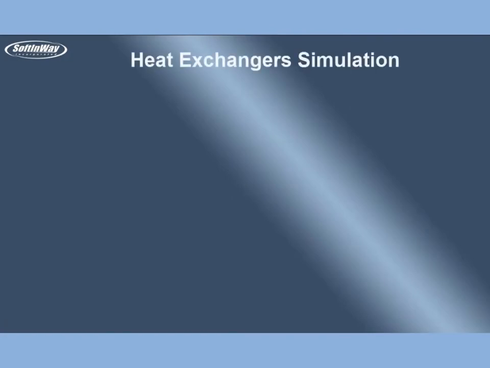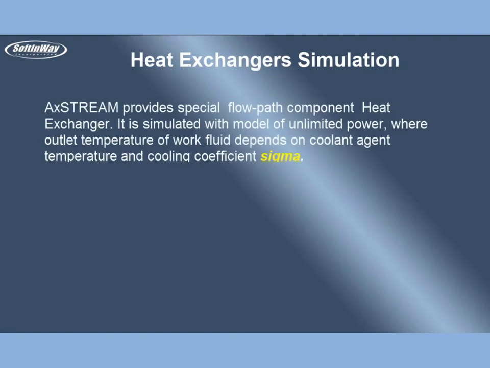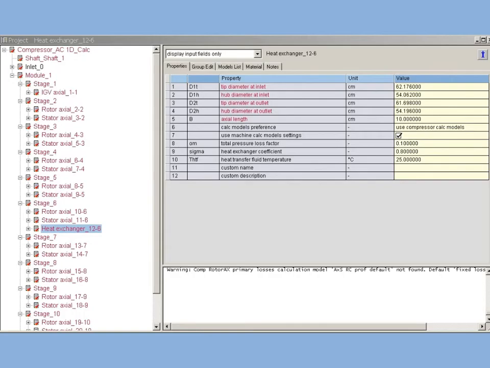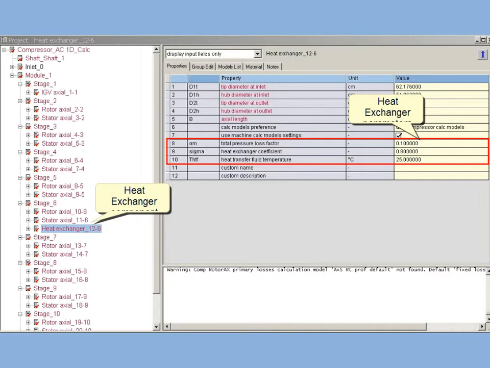Heat exchanger simulation. AxSTREAM provides a special flow path component, the heat exchanger. It is simulated with a model of unlimited power, where the outlet temperature of the work fluid depends on coolant agent temperature and cooling coefficient sigma. There is a sample of using a heat exchanger in a compressor flow path. The heat exchanger is inserted after the 6th stage. Pressure loss factor, heat exchange ratio, and coolant temperature are defined in the exchanger property table.